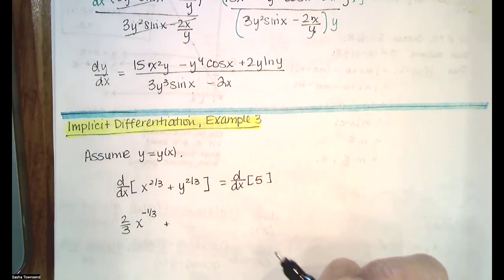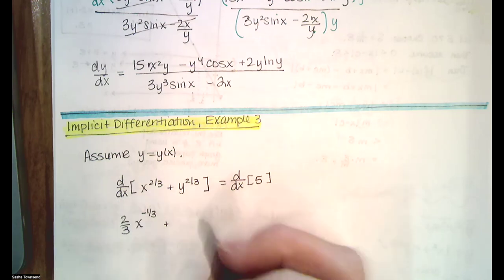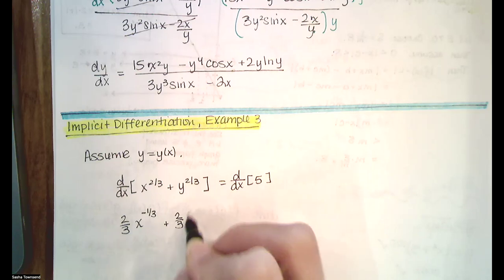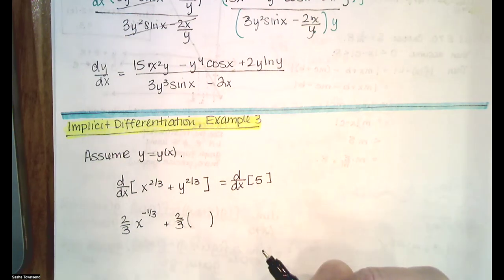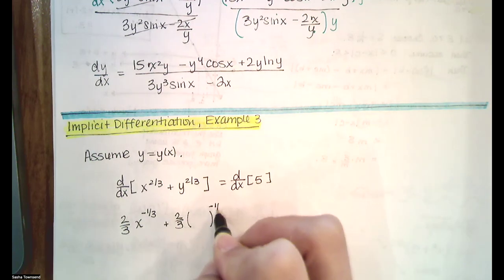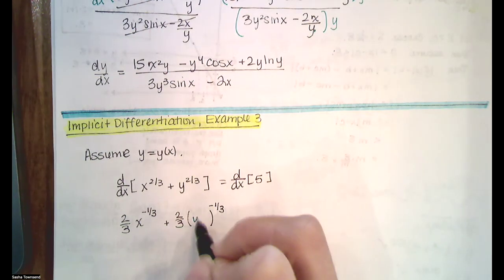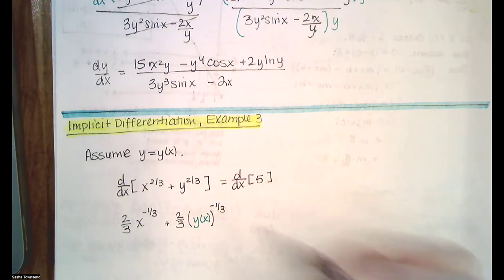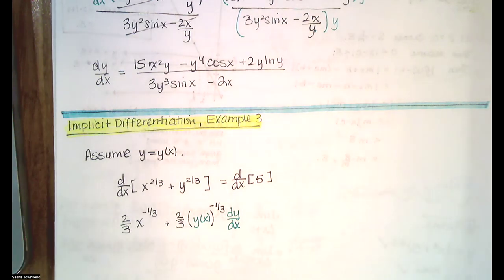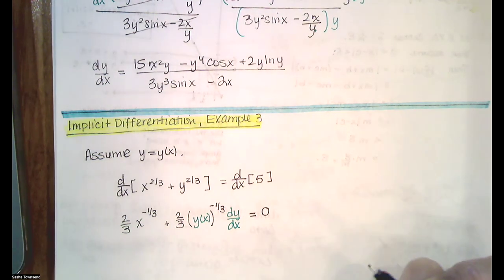The derivative of y to the 2/3 requires the chain rule because we're differentiating with respect to x, and y is a function of x. So we're going to have 2/3 times the inside function to the 1 less power. 2/3 minus 1 is 2/3 minus 3/3, which is negative 1/3. And then we substitute in our y. Remember that y is a function of x. And then multiply by the derivative of the inside by the chain rule. And that equals the derivative of the right-hand side, which is 0.